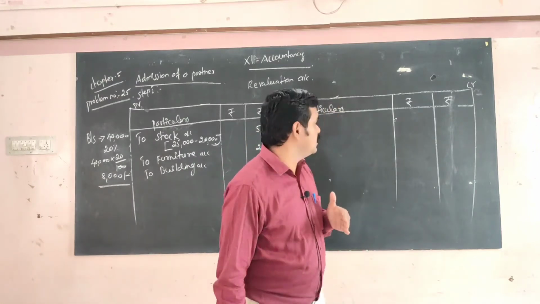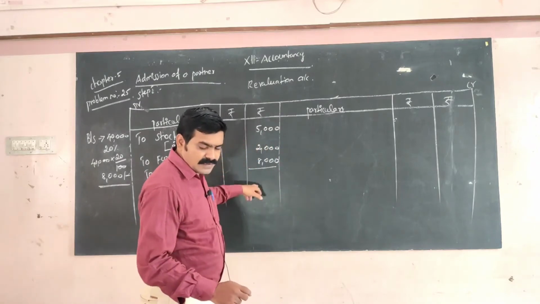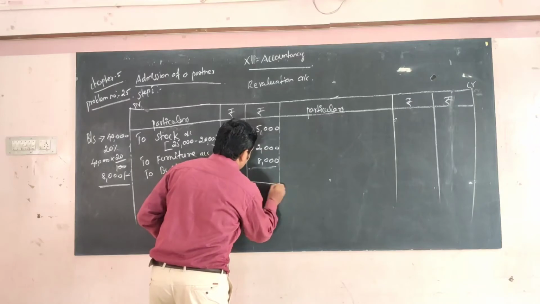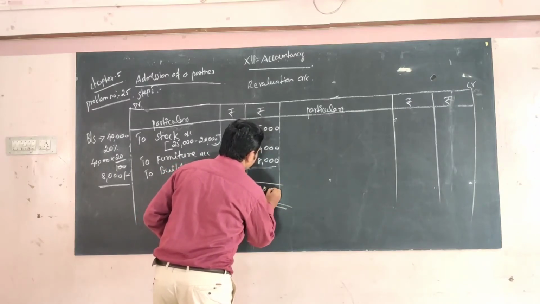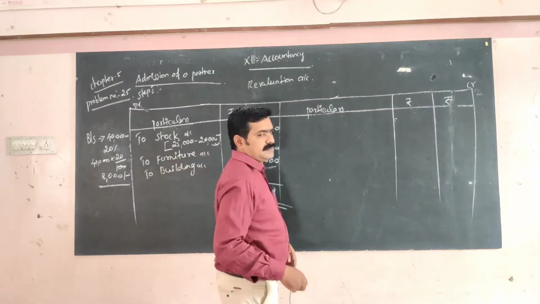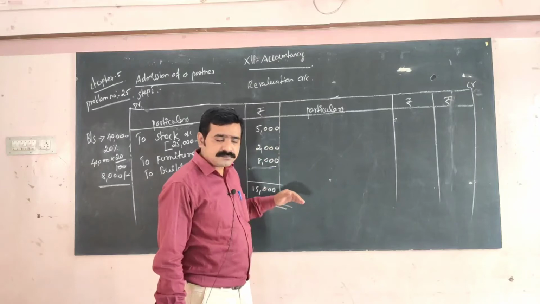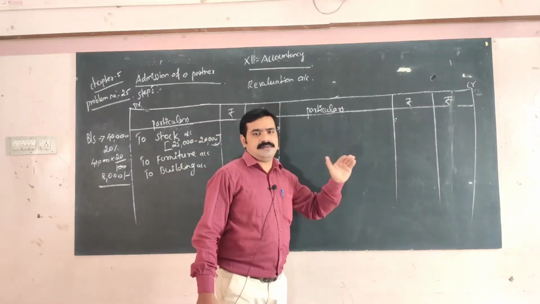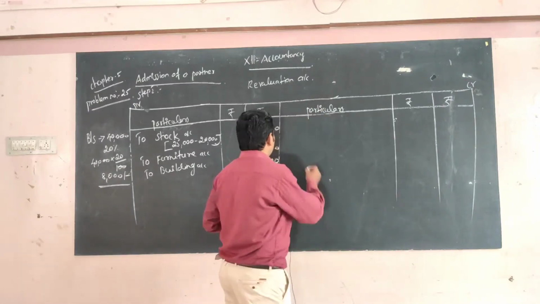So what is the total value? 15,000. Now, the profit and loss, the loss is transferred to the capital account. This is a very important thing in your revision. The loss amount.